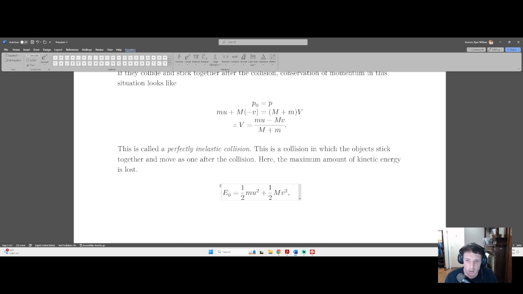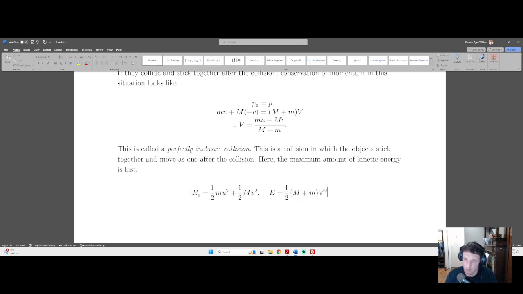And the final energy is going to be 1/2, and then we sum their masses, times big V squared. If you had numbers here, you would calculate the initial energy and get a numerical value. You calculate the final energy, you get a numerical value, and you would see that these are not the same number. In fact, you could say further that the final energy is less than the initial energy, because we just asserted that the maximum amount of kinetic energy is lost in a situation like this.